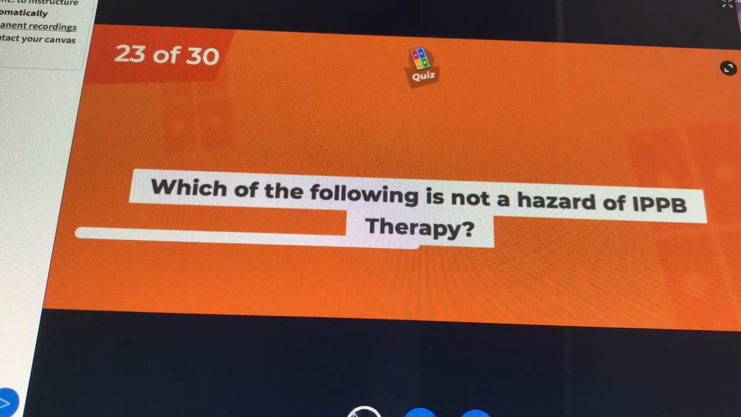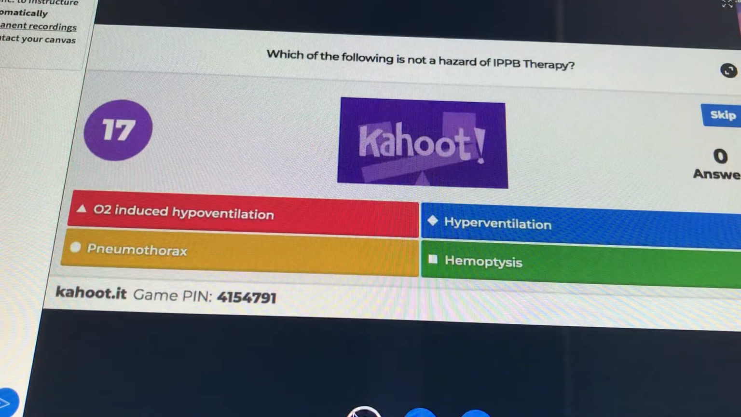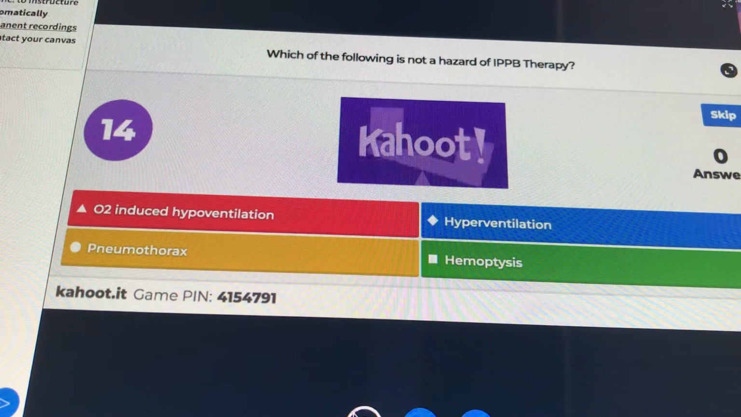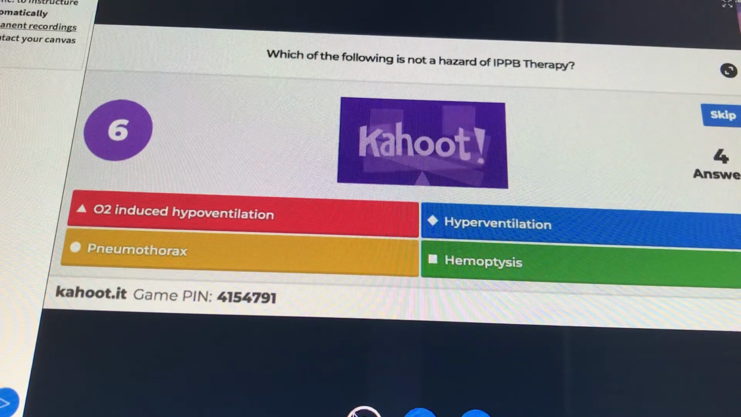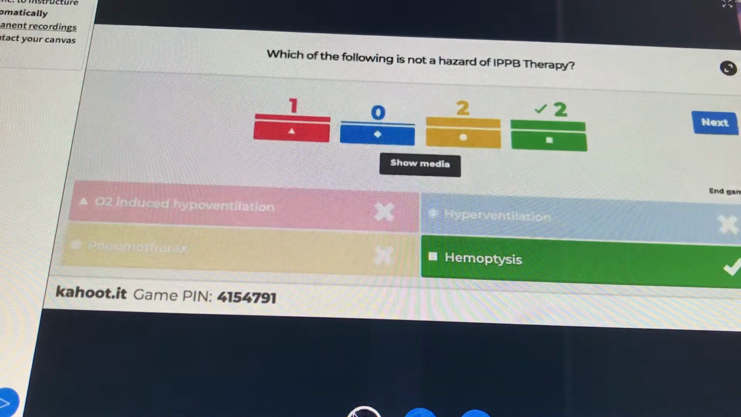Which of the following is not a hazard of IPPB therapy? So hemoptysis is not a hazard, it's a contraindication of IPPB therapy. You can cause oxygen-induced hypoventilation, especially if you're using oxygen as your gas source. You, of course, can cause hyperventilation. And if you use too high pressures, you can cause a pneumothorax as well.